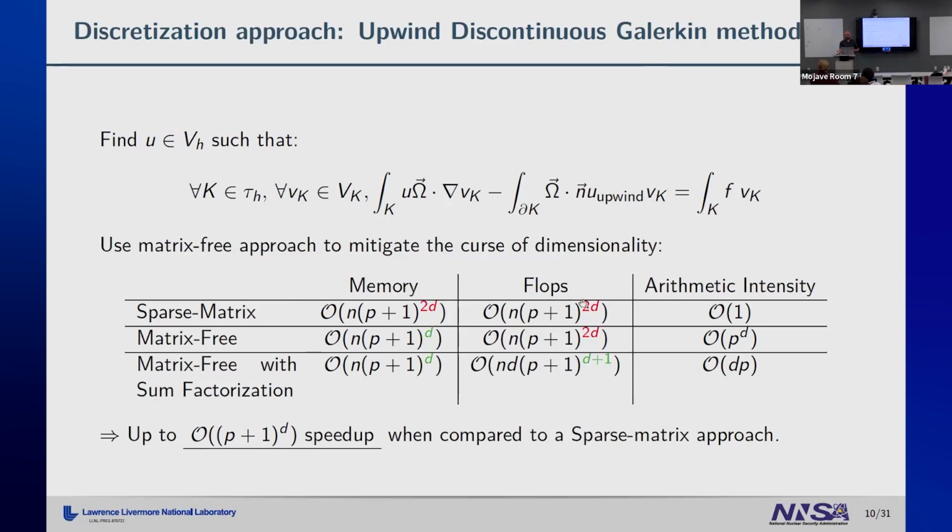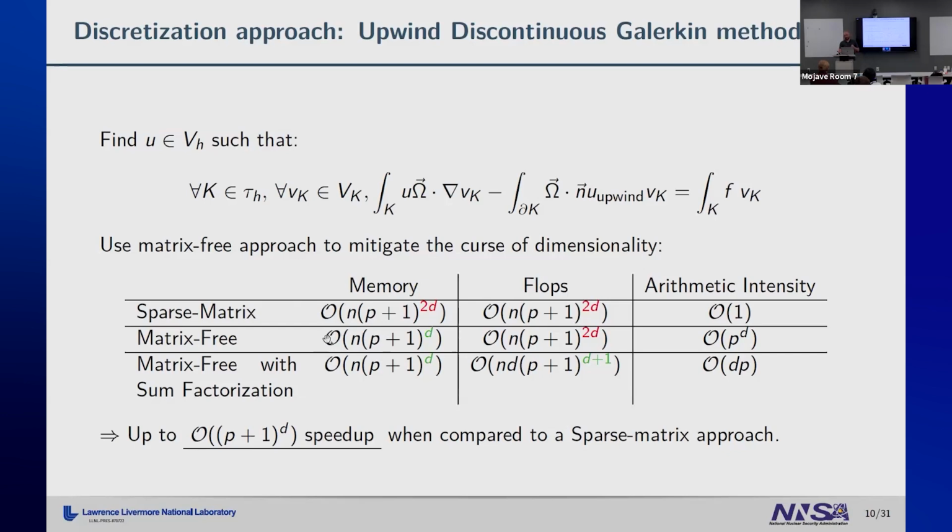One important thing is that the sparse matrix has an arithmetic intensity of 1, meaning that no matter what you do, it's going to be memory bound. So if you want to run faster than a sparse matrix, you have to move less data. It's not about the flops, it's really about data movement and nothing else. This is why matrix-free approaches are so good.